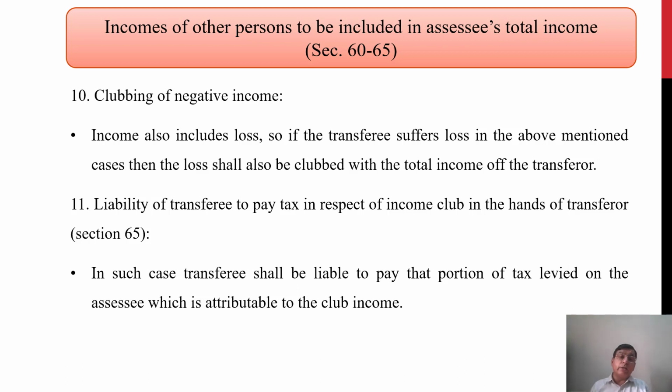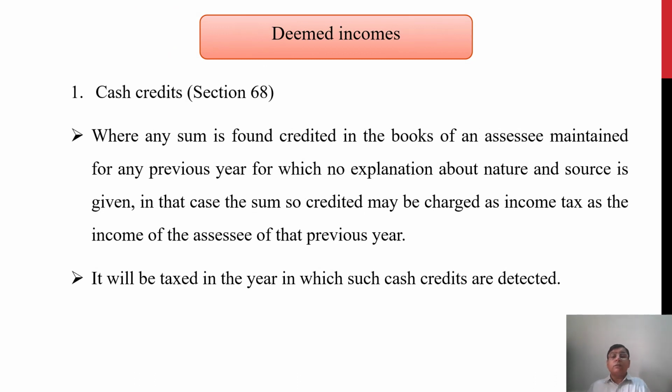Or any liability of the transferee to pay tax in respect of income clubbed in the hands of the transferor. Yes, if there is any liability, in such a case the transferee shall be liable to pay that portion of tax levied on the assessee which is attributable to the clubbed income. Means that any loss or any liability regarding the tax will also be adjusted from the total income of the assessee. Now comes to us the next portion of the lecture, that is the deemed incomes.